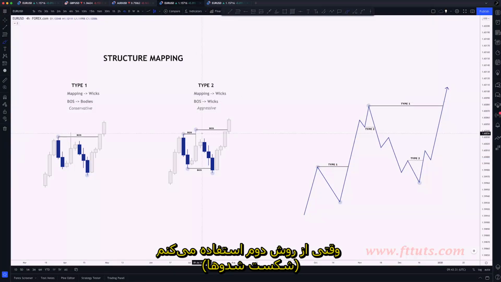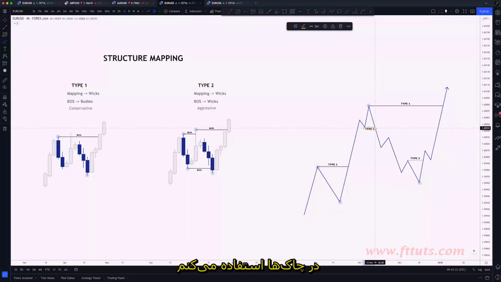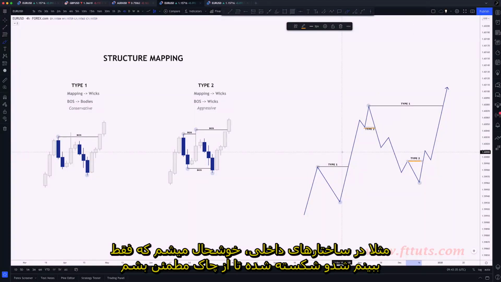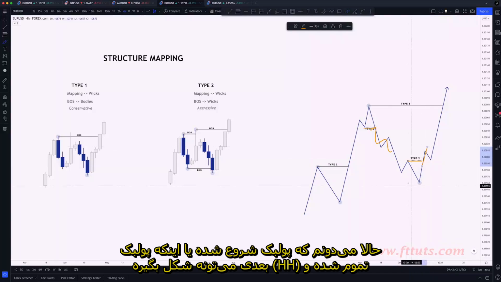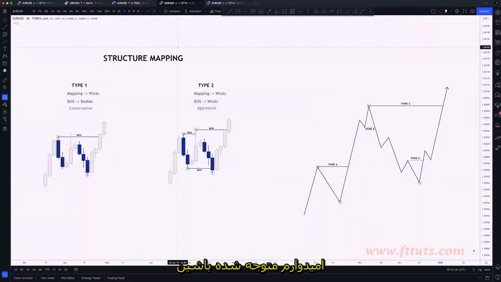Now where I use type 2, where I just want to see a wick break, I use those for the changes of character. So on the internal structure, I'm happy just to see a wick break there to know that I've had my change of character. Now I know the pullback's starting, and now I know maybe the pullback's ended and we can get that next higher high. Okay, so hopefully that makes sense.